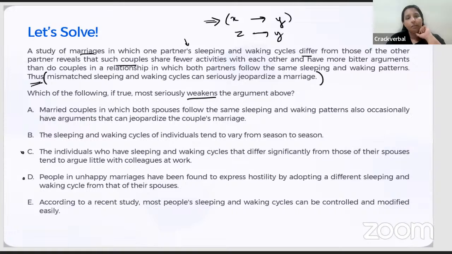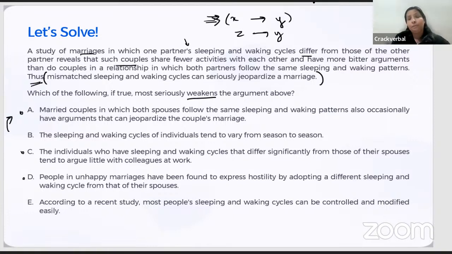Option A says married couples in which both spouses follow the same sleeping and waking patterns also occasionally have arguments that can jeopardize the couple's marriage. So a lot of people feel that option A is the answer. Hey, it's not just the guys who sleep at different times, even the other guys. Now they also do. That doesn't necessarily mean that this relationship is not valid. They're saying that some other bunch of people also have arguments. This is a very, very common pattern.